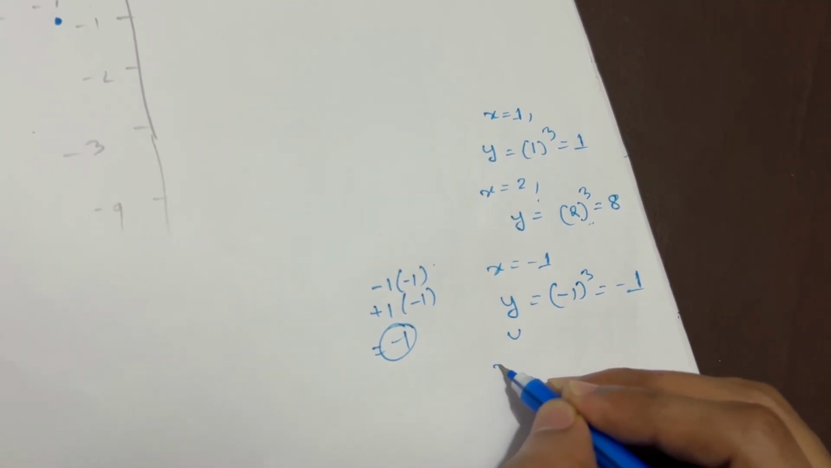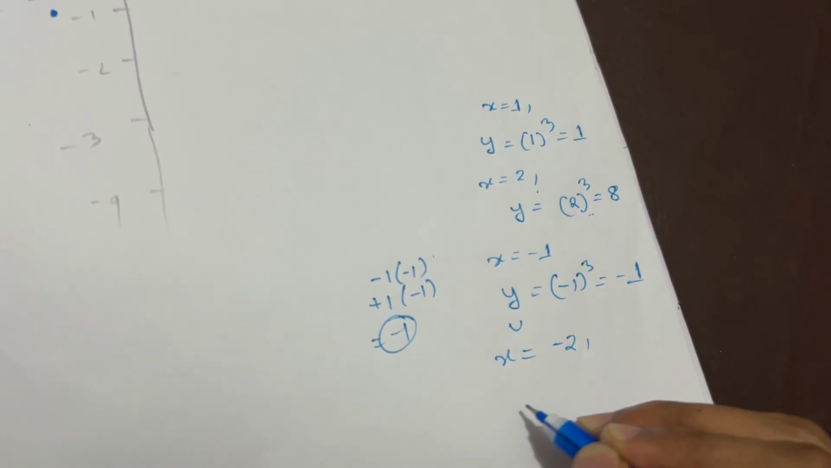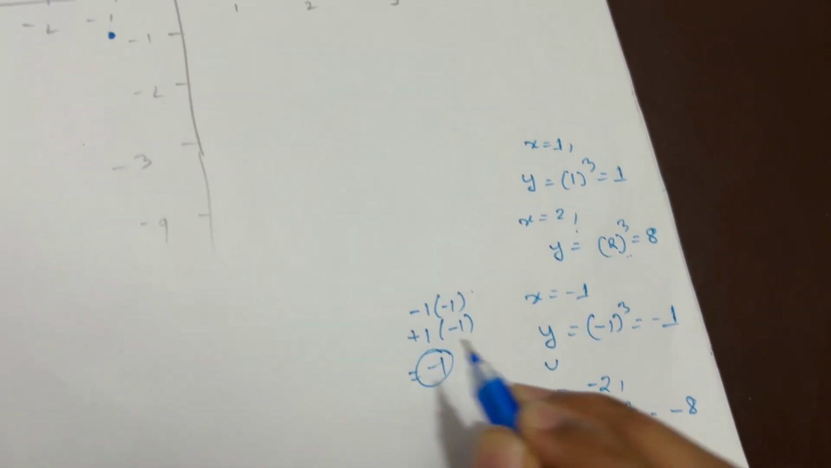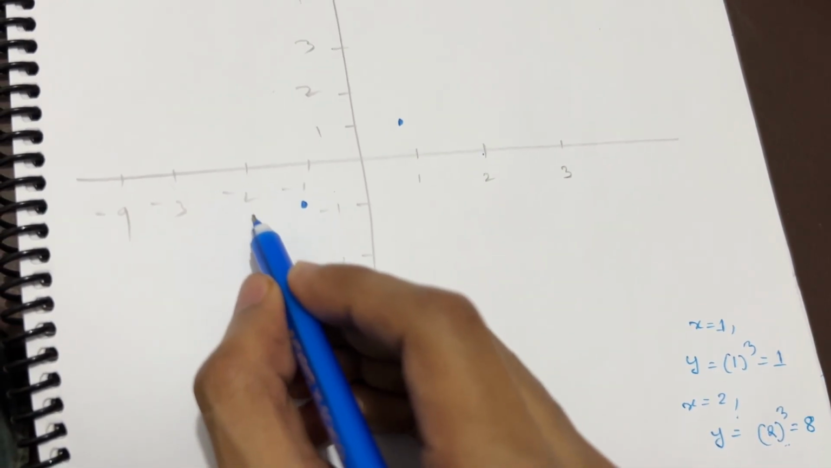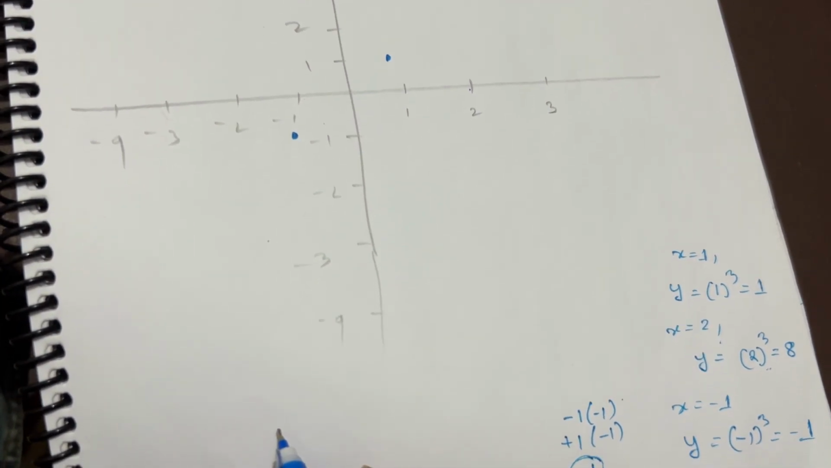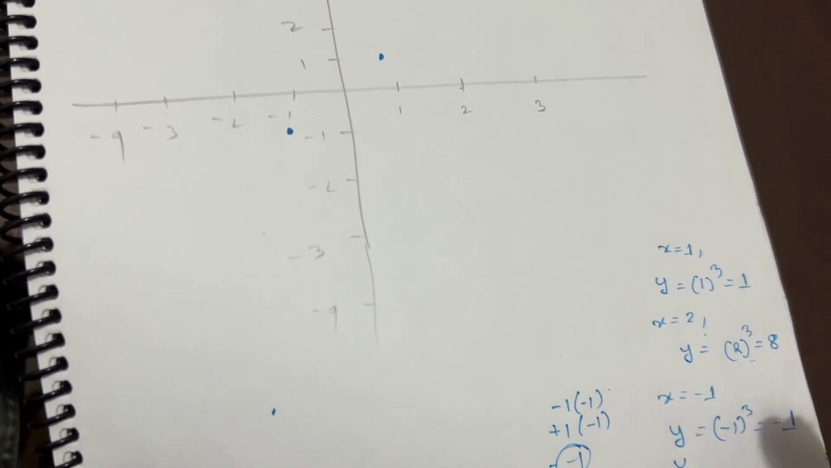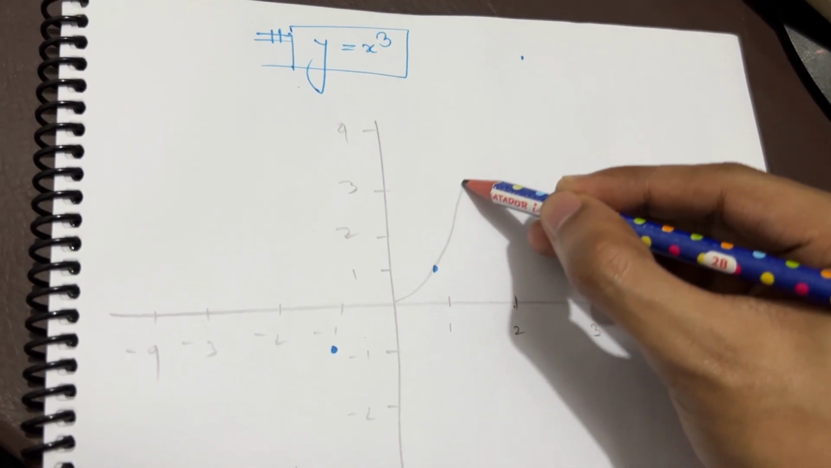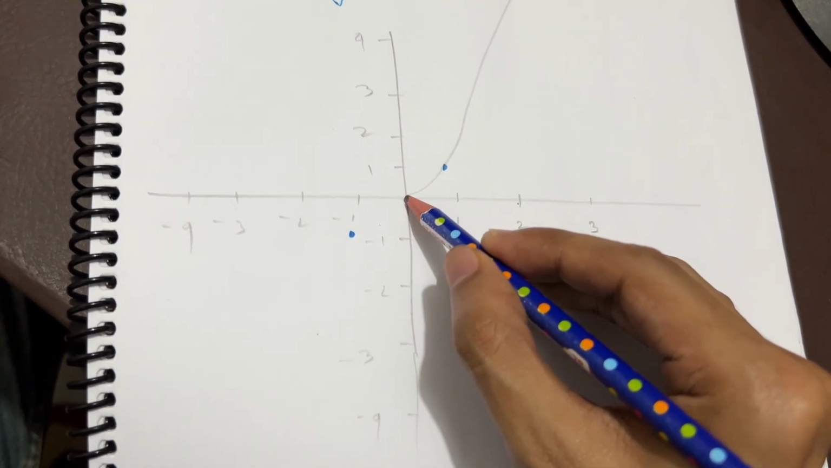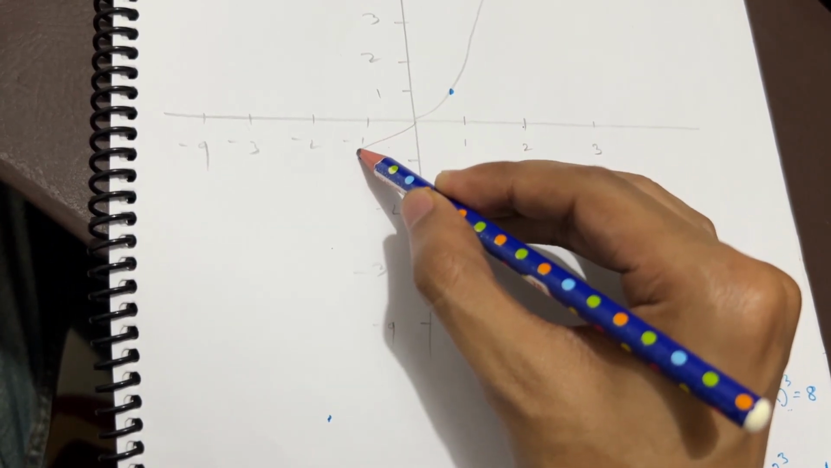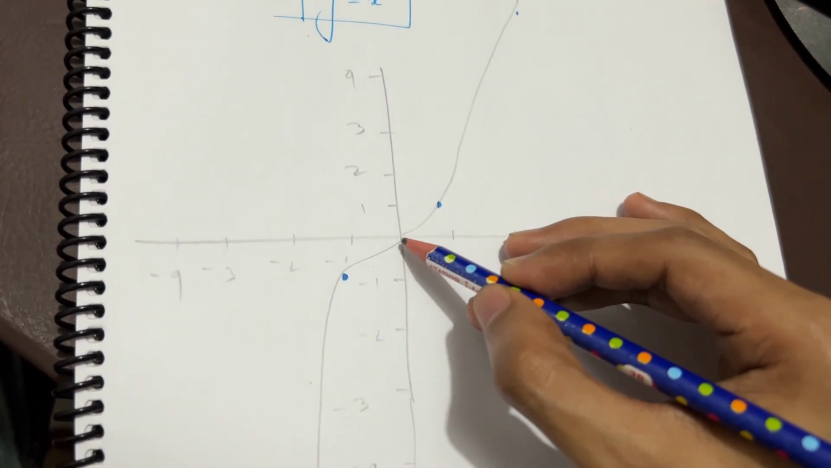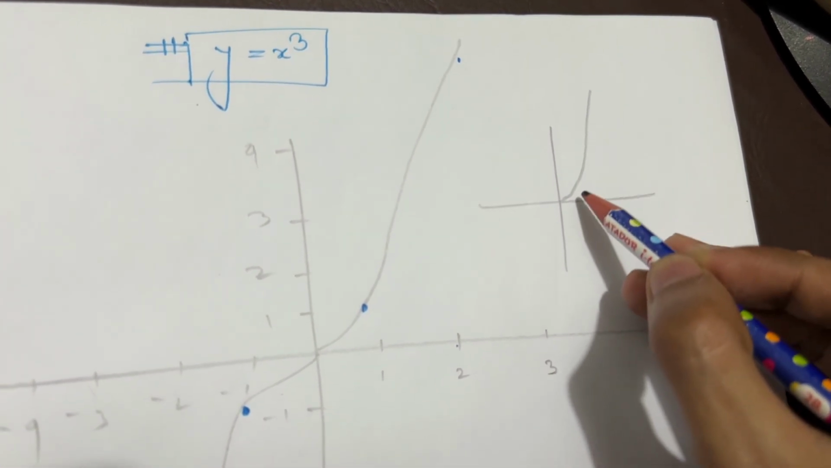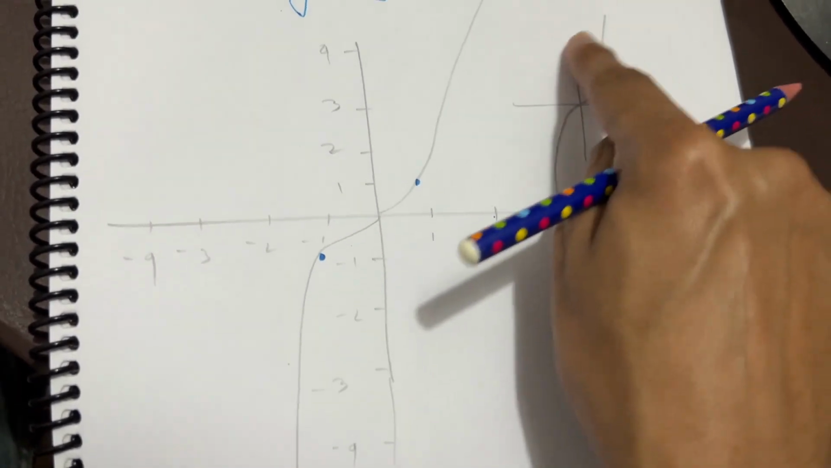Then if the x value equals minus 2, the y value equals minus 2 cubed, which is minus 8. So if the x value is minus 2, the y value will be minus 8. It would be like here. Okay, then our function would become like this. And another part of our function would be like this. So this is the type of function. If I just draw it like that, it would be like this.